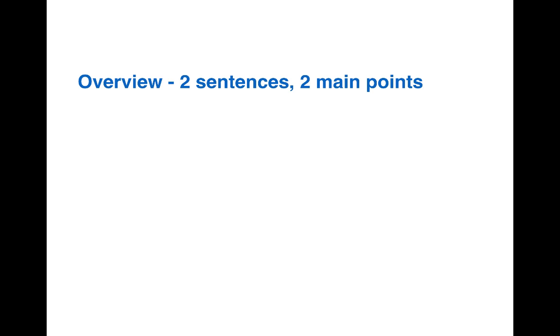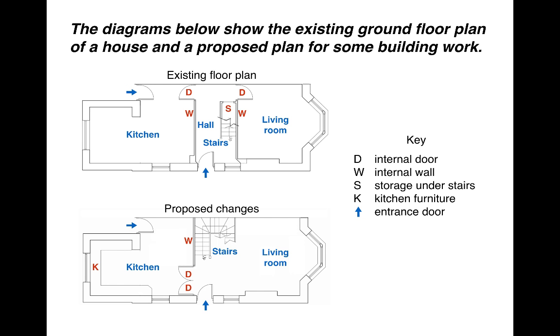2 sentences, 2 main points. We need to look at the diagrams again and decide what to choose for this overview. So here's the diagram, and the main thing that I noticed first is that the hall that you see on the existing floor plan disappears. It's no longer on the new diagram. The other point that I'm going to mention for my overview is about the entrance doors.